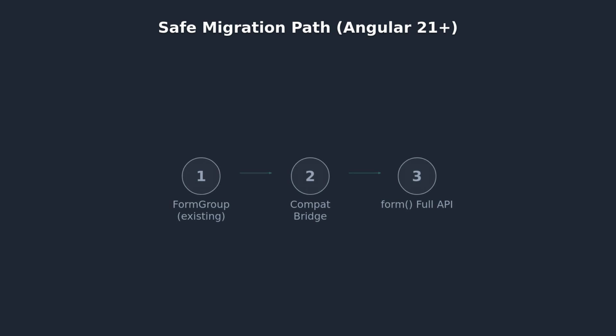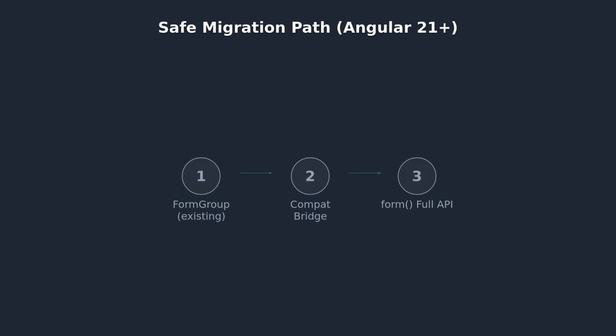And if you're migrating from reactive forms, don't rewrite everything at once. The SignalFormControl compat bridge lets you add a single signal-backed field inside an existing form group. Migrate field by field. Graduate the entire form when you're comfortable. If you're on Angular 20 or earlier, wait.